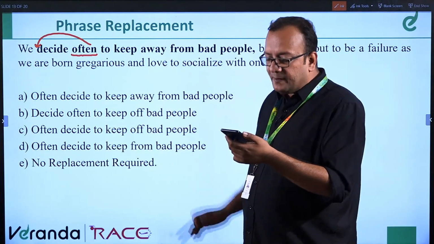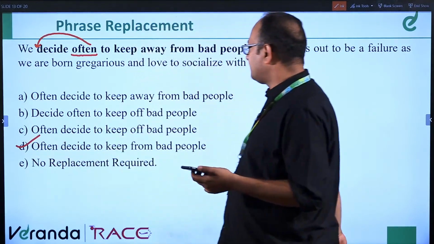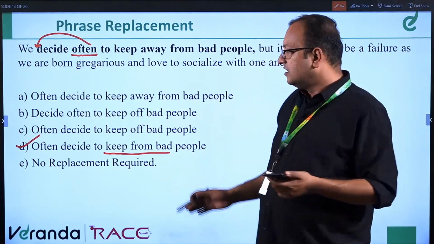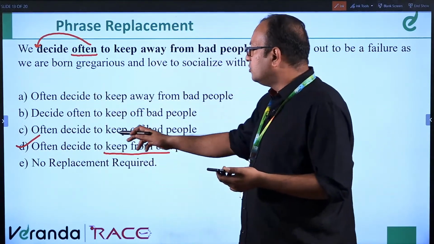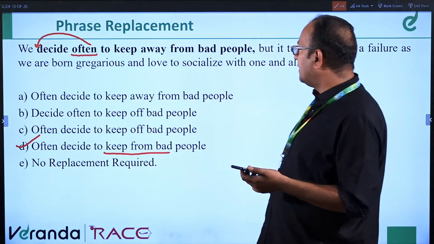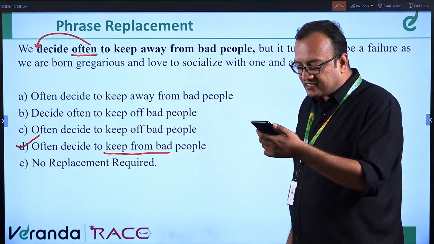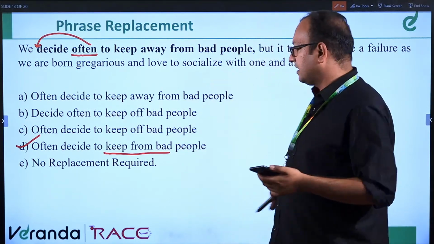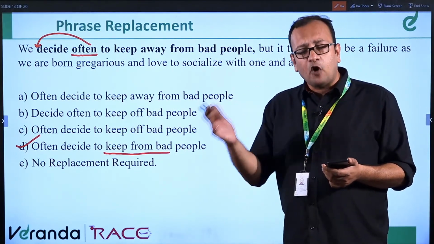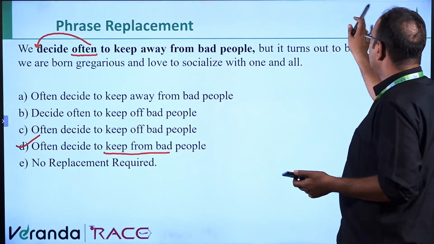Wonderful, Janani. Everybody is saying A. That's not the correct answer. The answer is D. Keeping from bad people is the correct option, not keeping away from bad people. So answer will be often. We often decide to keep from bad people, but it turns out to be a failure as we are born gregarious and love to socialize with one and all. Correct answer. D. Okay, Swati has given the answer as D. D is the correct answer. Keep from bad people, keep off bushes, keep off objects. Keep away from is no use. We don't use keep away from. Okay. Next question.